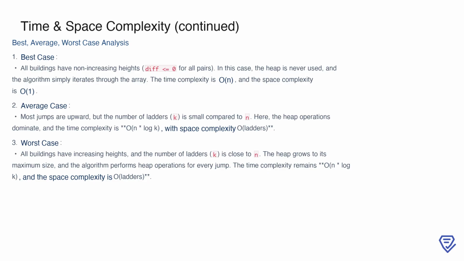Finally, in the worst case, all buildings have increasing heights, and the number of ladders is close to the total number of buildings. In this scenario, the heap grows to its maximum size, and every jump involves heap operations. Despite this, the algorithm maintains a time complexity of O(n log k) and a space complexity of O(ladders), demonstrating its robustness across different input patterns.